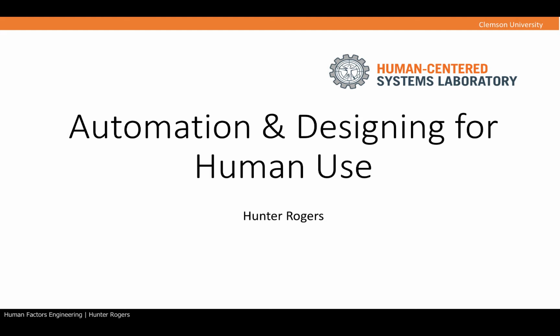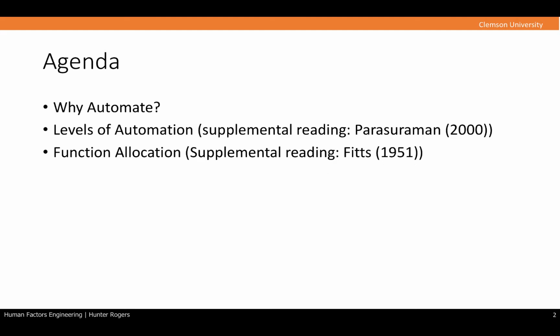Today we'll be covering automation and designing for human use. So we'll talk about why we automate, the levels of automation, and function allocation, where we look at whether a function should be allocated to an automated system or a human based on what task it is. So we'll talk about those things in turn.